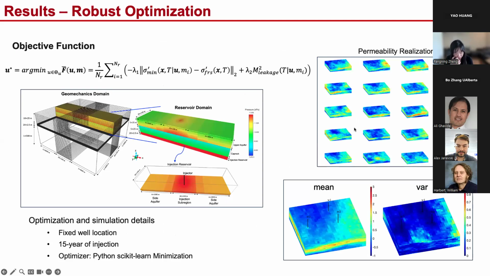Next, let's move to the robust optimization under geological uncertainty. Again, we use the same objective function here that accounts for geological uncertainties. I use the average over the ensemble as the objective function for this robust optimization problem. I used the same simulation model with 100 permeability realizations to represent the geological uncertainty. Here I'm plotting the mean and variance of the permeability map over the ensemble.